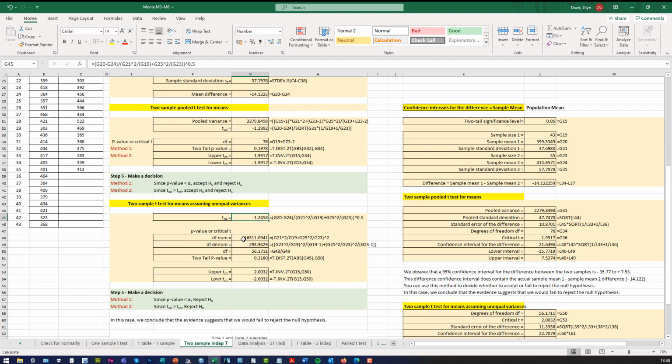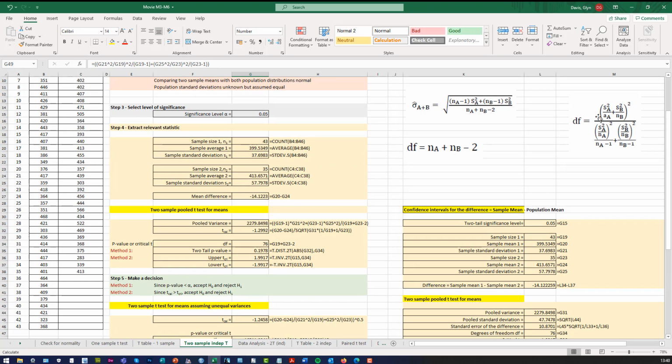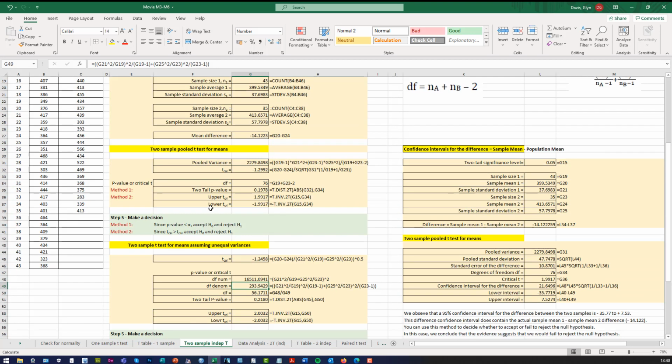And now this time, you have to calculate degrees of freedom. And I've split that up into a numerator degree of freedom and a denominator degree of freedom. So you can see what I mean there. There's the numerator and there's the denominator. So the degrees of freedom comes out to be 56.17 to 2 decimal places.